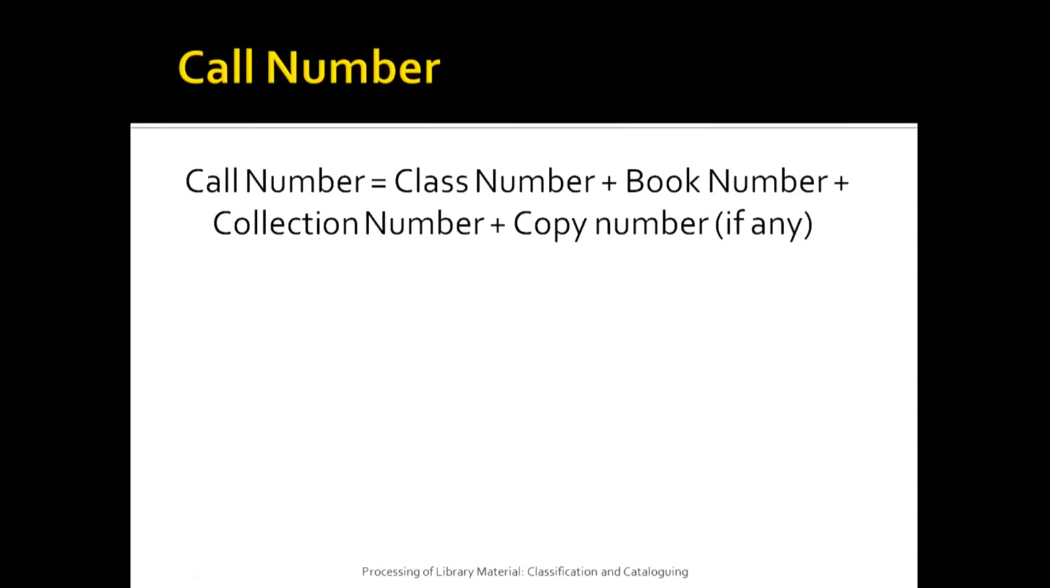Then there is the collection number. It depends on the kind of collection. It is a reference collection, or it is fiction, or it is a subject collection. And lastly, the copy number. That means there may be 10 copies of a particular book in the library. So, each book has to have its individual call number. So, the copy number will differentiate one particular copy of the book from the other.